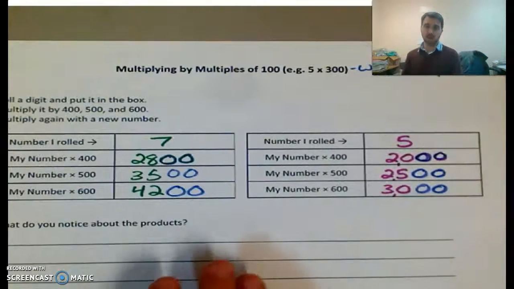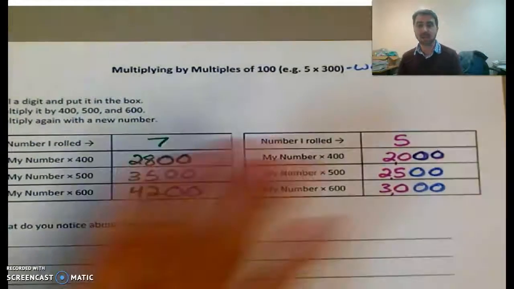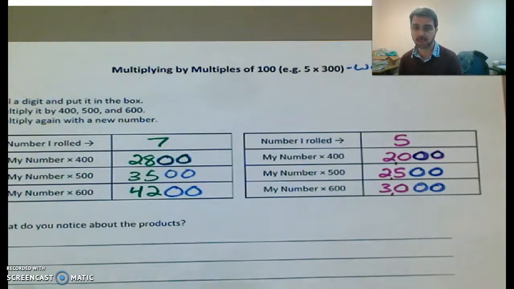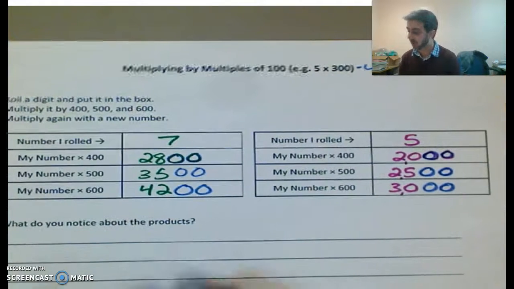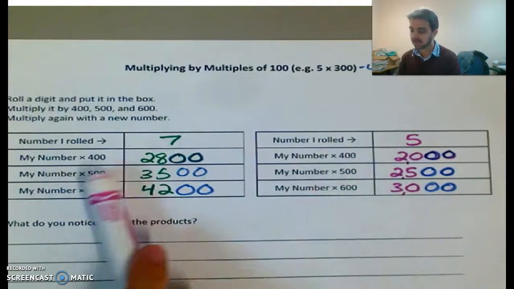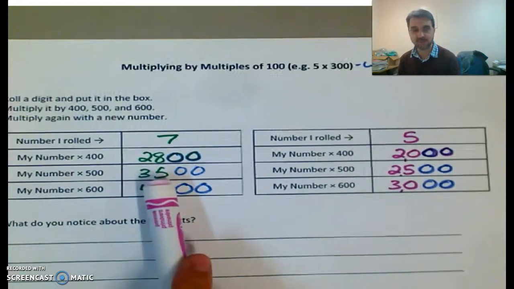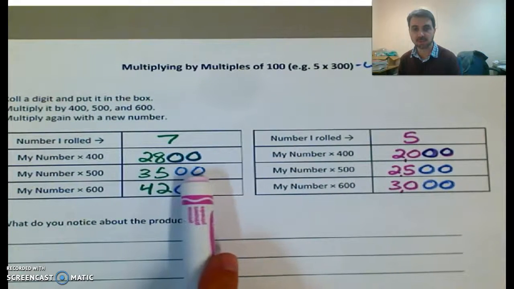All right, so how'd you do? Is the pattern that we're talking about working? I think so. Let's take a look here. 7 times 5 is 35 plus 2 zeros, because there's 35 hundreds.